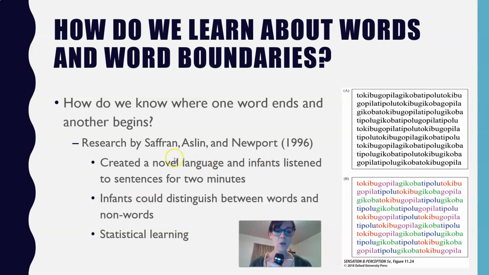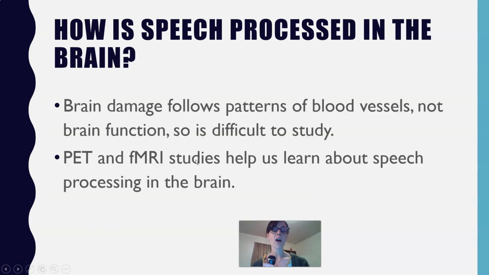Okay, so we've talked a little bit about how speech sounds are segmented and how words and word boundaries are learned. So now let's move on to how speech is processed in the brain. And we'll finish with this section. One of the things that is especially difficult, especially when you're dealing with the temporal lobes, is that the temporal lobes in particular seem to be really critical for aspects related to both music perception and speech perception.